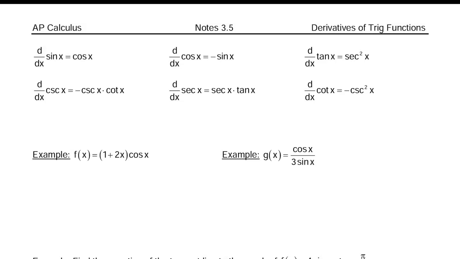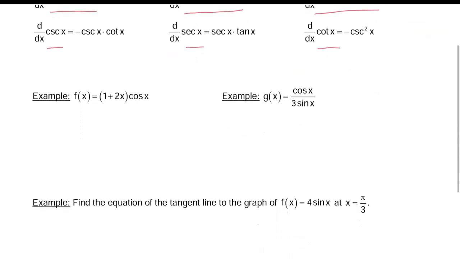3.5 Derivatives of trig functions. I've listed the derivatives at the top of the page. You should know the derivative of sine is cosine, the derivative of cosine is the opposite of sine, and the derivative of tangent is secant squared. Those will appear a lot. We also have the derivatives of the reciprocal functions listed as well. So we begin with some practice.